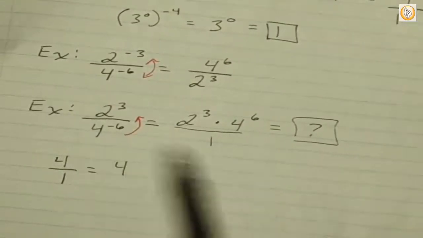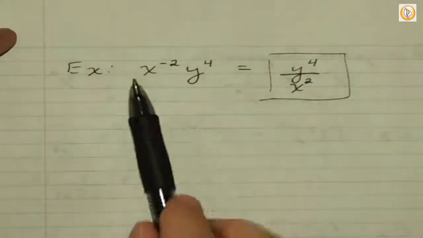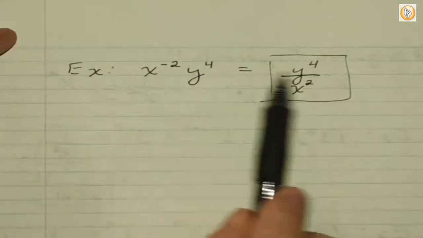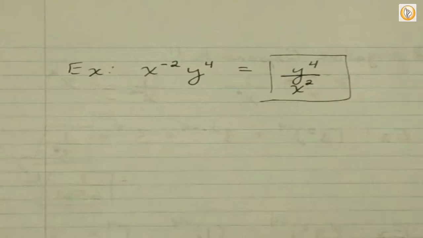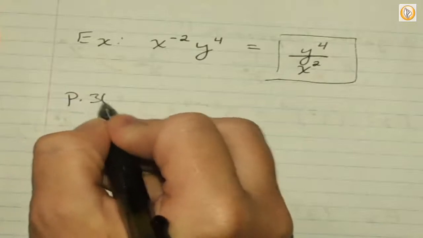Here's more examples. You can look back in your notes. This was the last example we did. We put the negative on the bottom. This one was positive. It stayed on top. All right. Now it's time for examples. So go ahead and open up your book to page 36.